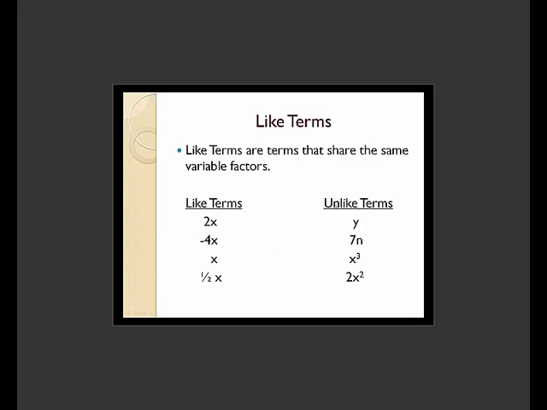Over on the right column, these are examples of unlike terms. y, 7n, x to the third power, 2x squared. They have different letters, different variables, so they're unlike terms. And the ones that do have the same letters or variables have different exponents. And as we saw before, an x cubed is a lot different than an x squared.